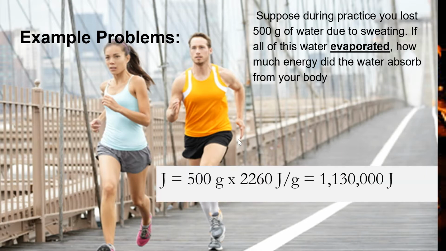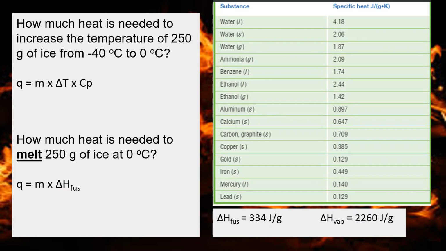So here, if you had 500 grams of water leave your body because of sweating, that delta H vaporization is leaving your body. So it's taking that heat away from your body when you sweat. So 500 grams times 2260 joules per gram. That's how many joules you lose when you sweat. Okay. So you need to know when to use these things.